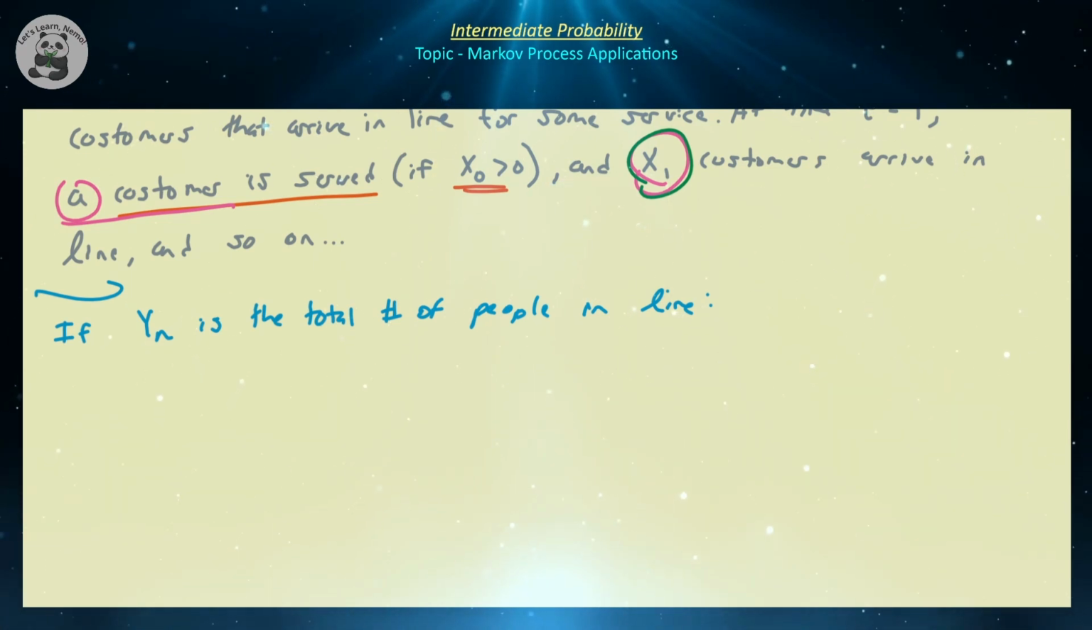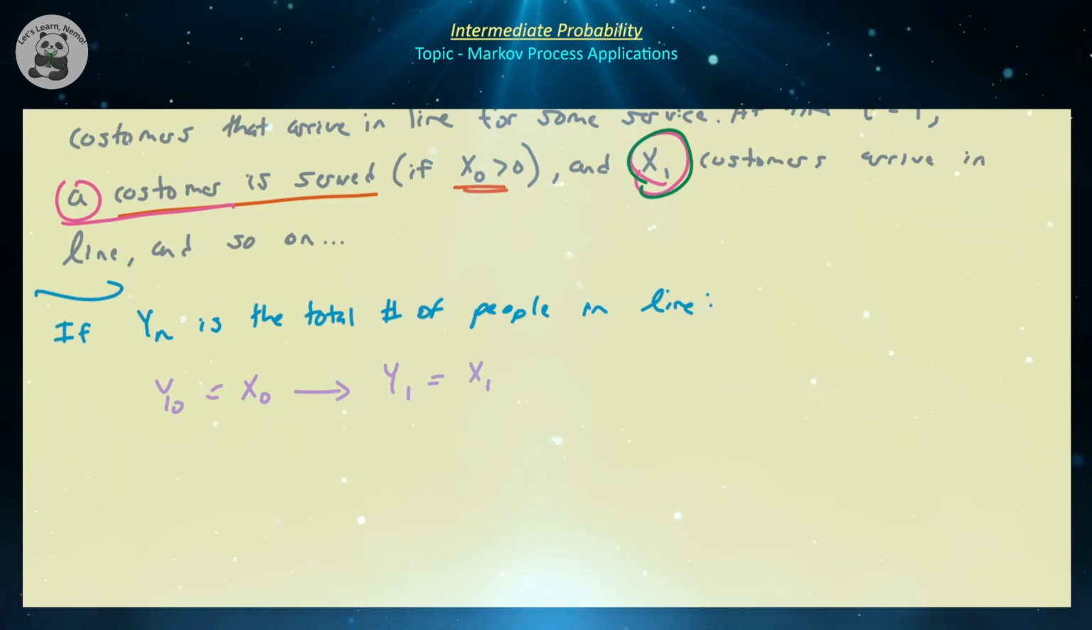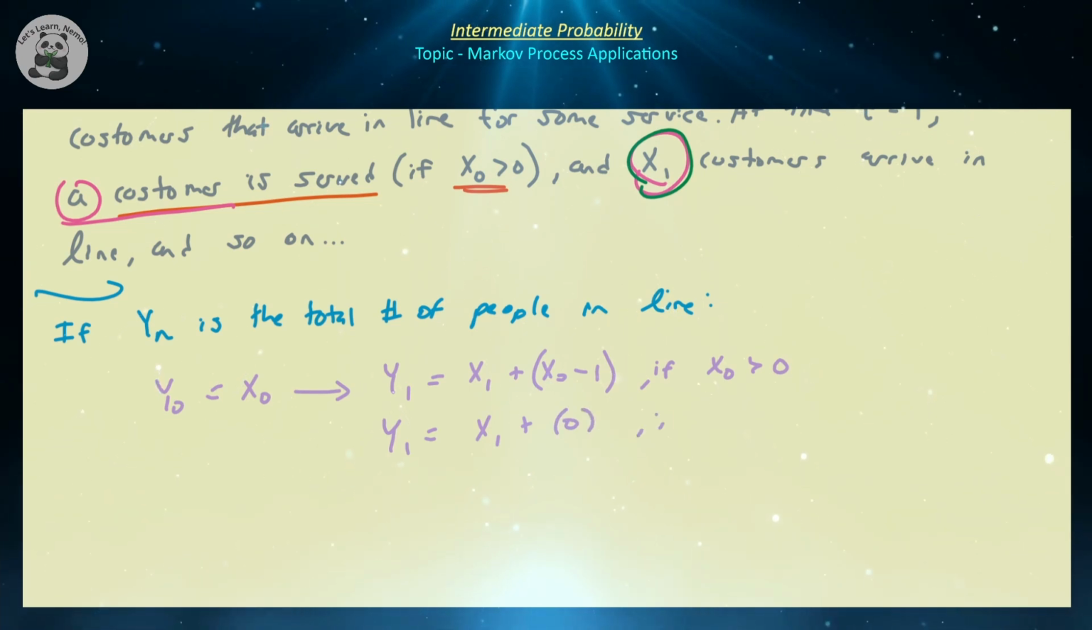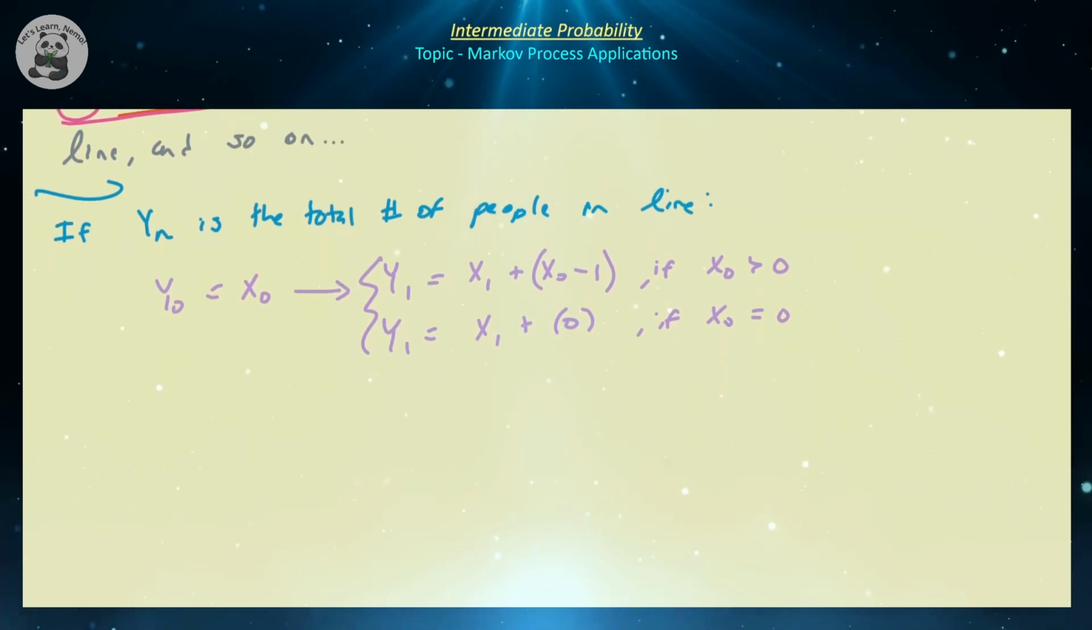So if we have x0 waiting in line at t is equal to 0, what will be y1? So y1 will be equal to x1, the number of people that arrive in line at time t is equal to 1, plus how many people were waiting in line before minus 1, because one person was served, right? So that's going to be x0 minus 1. But this only makes sense if x0 is greater than 0, and y1 would just be equal to x1 plus 0 if x0 is equal to 0. So that's what y1 would be equal to.